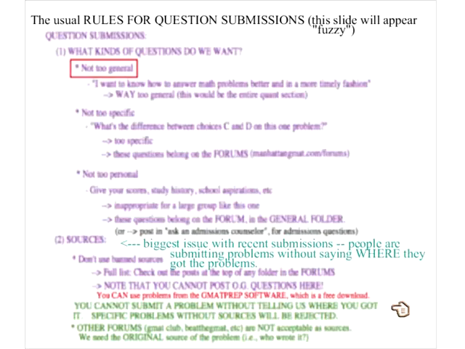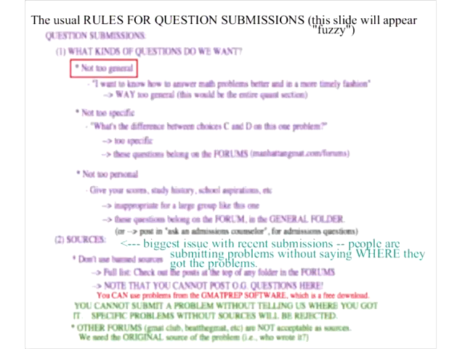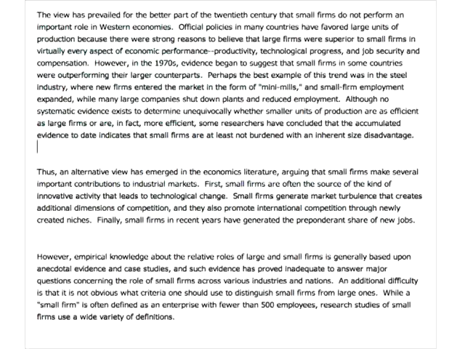Okay, let's go ahead and get started. So remember, today's topic is reading comprehension, limited to the actual reading and annotating of the passages. Reading comprehension. So let's talk about it.